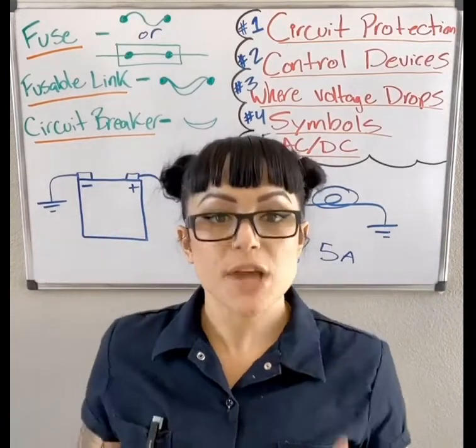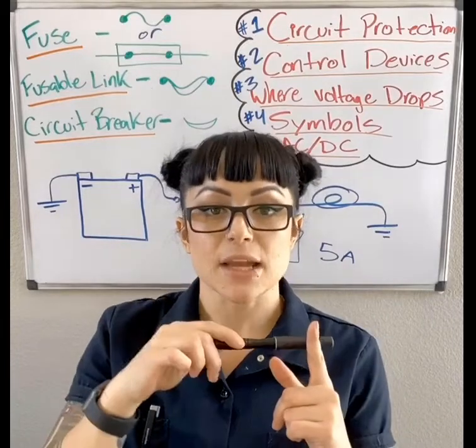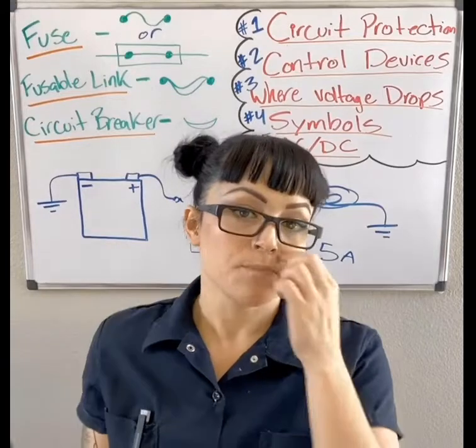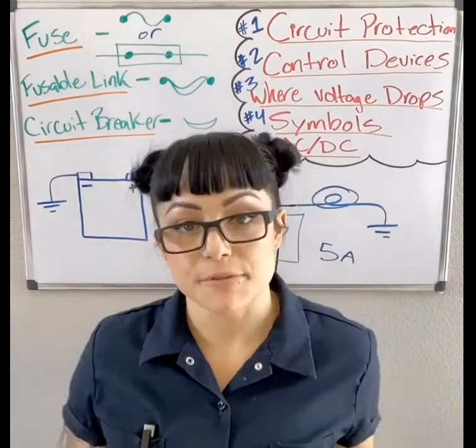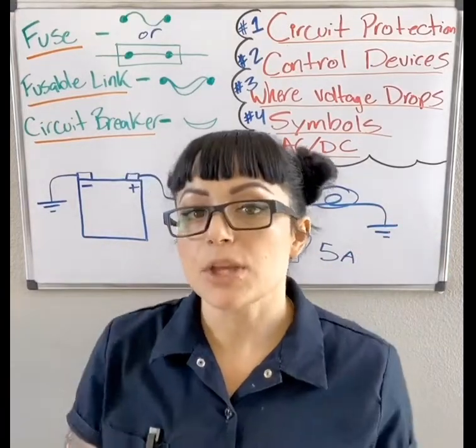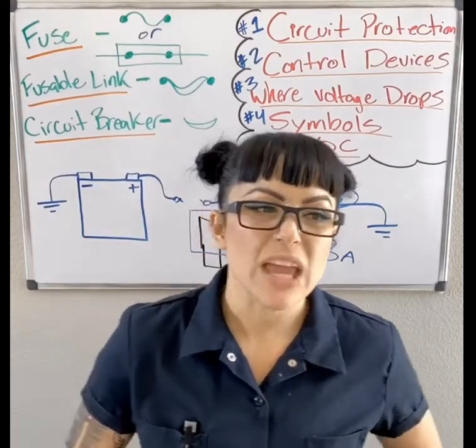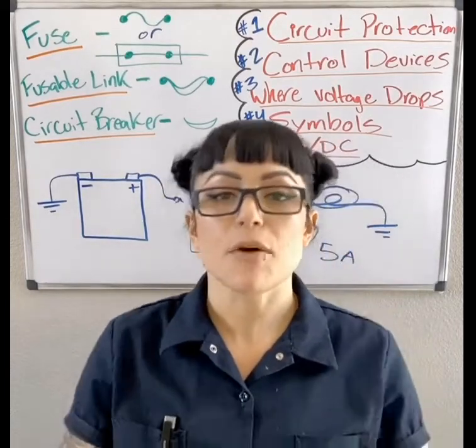Now, most of the time circuit breakers in cars are self-setting. So when it cools back down, it will come back and make the connection. The ones in your house are a little bit different. They do the same thing, but you have to reset them. So they're a manual reset. And in cars, we usually use the self-reset.